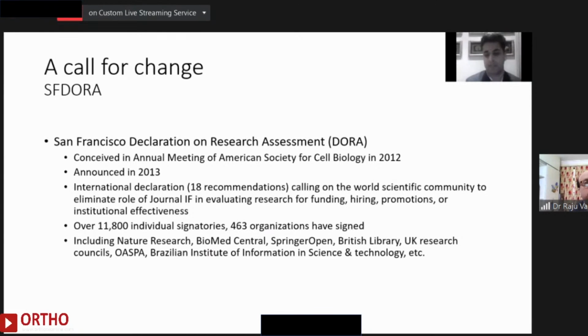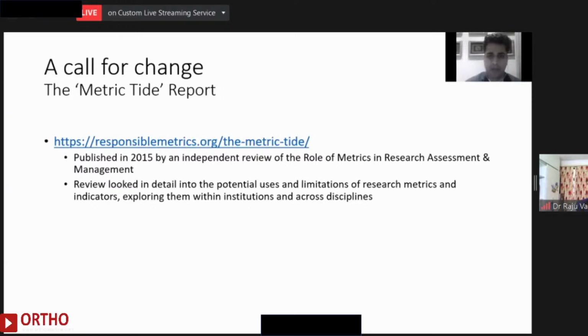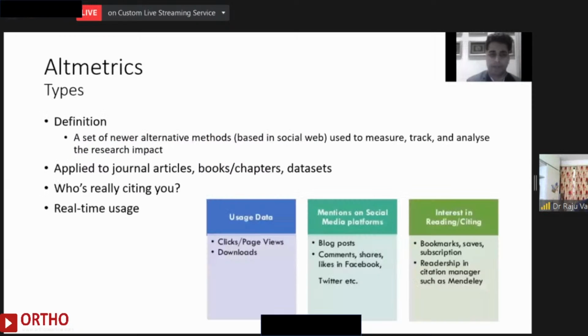So a lot of people, almost 12,000 individual signatories and 460 organizations, actually signed in, and even big ones, and they all said that we need to change it and no longer use just the original publication metrics. Similarly, the Leiden Manifesto was published in Nature in 2015 by Diana Hicks and Paul Wouters, and they spoke about offering best review, and they also said that we need to change. And then came what we now use, which is called altmetrics.